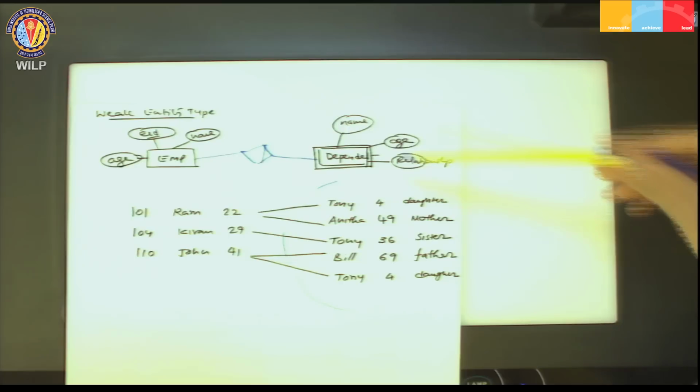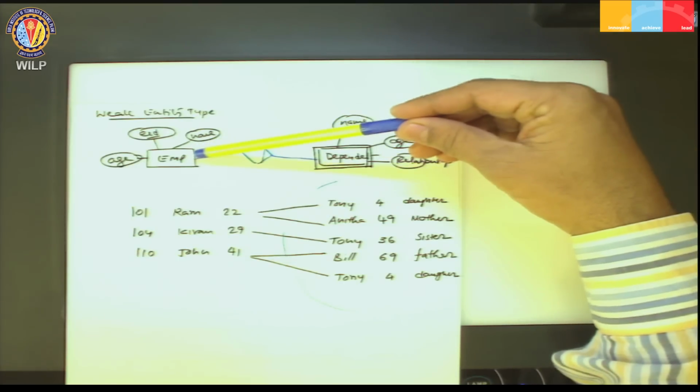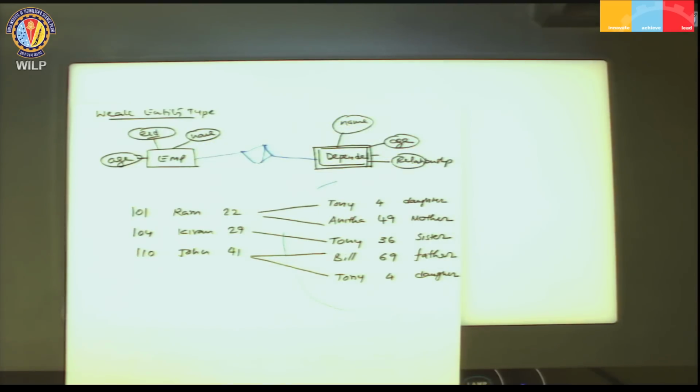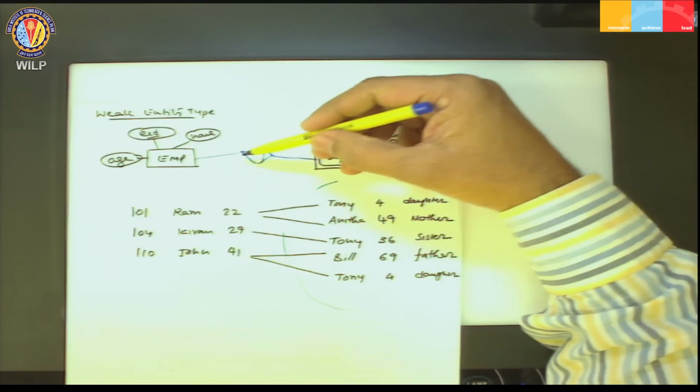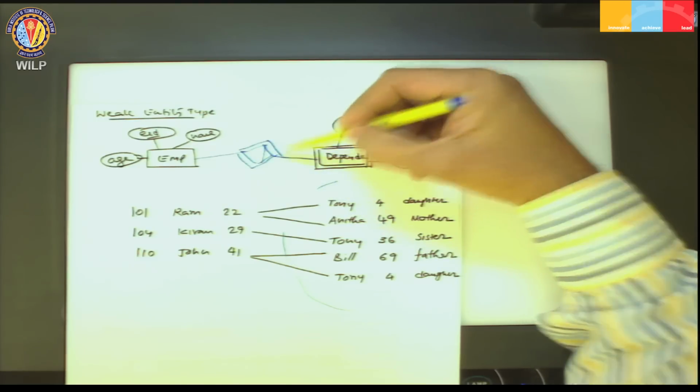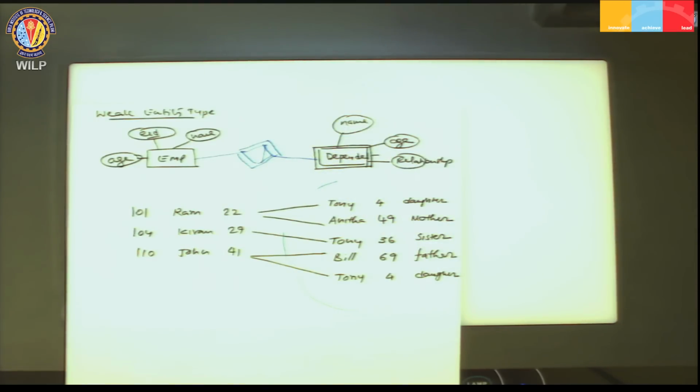Now dependent is the weak entity, and the employee entity type is the owner entity. The relationship which provides the unique identification for the weak entities is called the identifying relationship, and we represent it as a double lined diamond. Of course, we have not discussed relationships so far, so let us defer that discussion. Weak entities don't have unique identification on their own. They get unique identification only in conjunction with a relationship with some strong entity type.